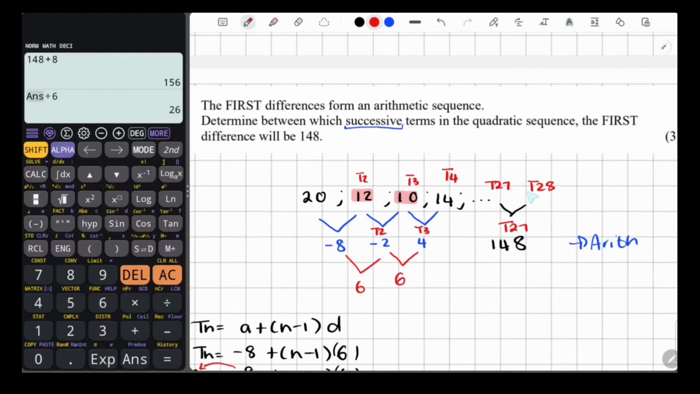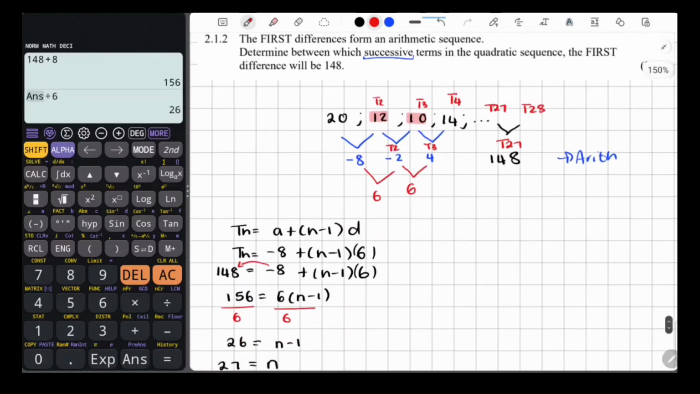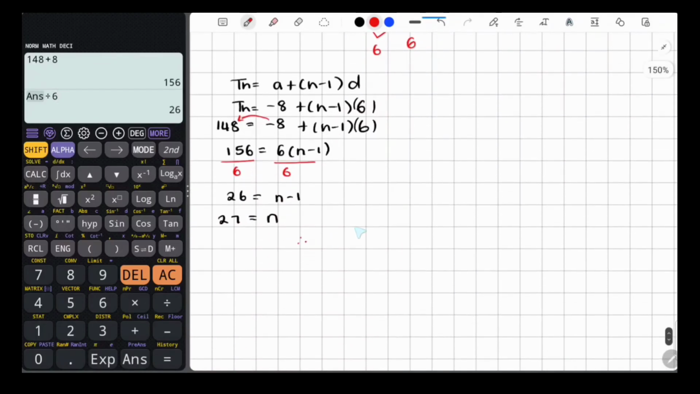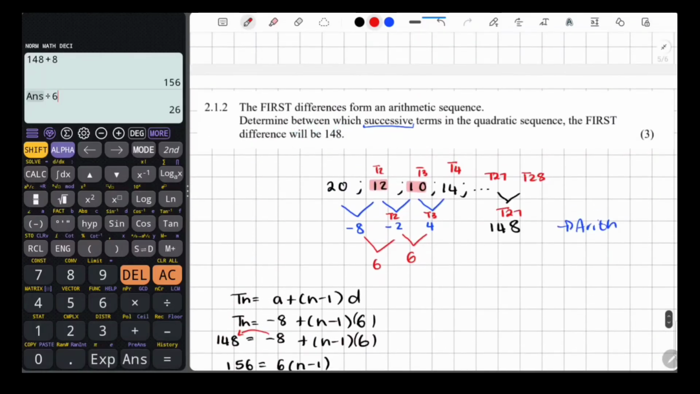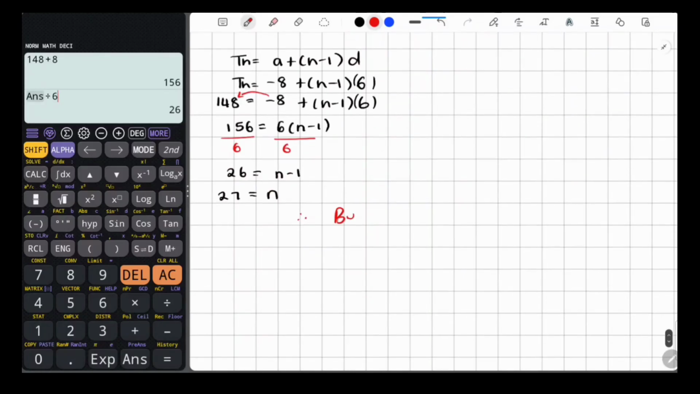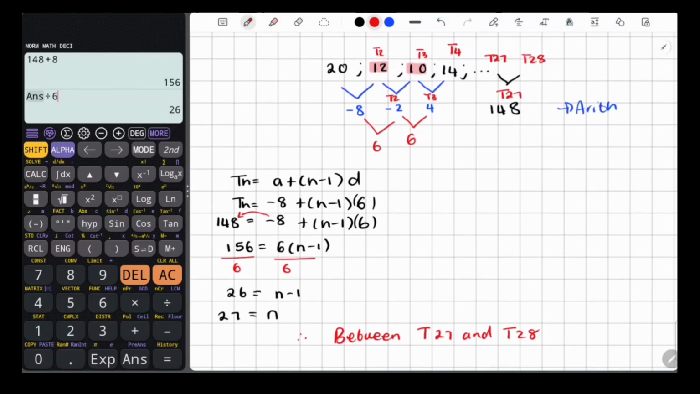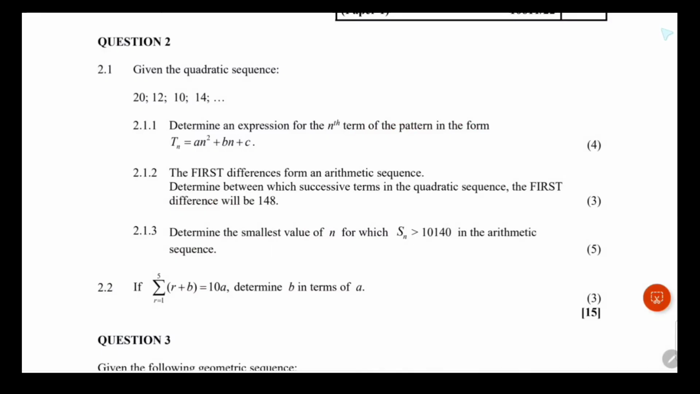You need to answer them in terms of the quadratic pattern. See? So the successive terms in the quadratic sequence. So our final answer, we have to tell them this is in term, or this will be found between, depending on how they ask, between which two successive. So you can say between term 27 and term 28. Moving on to the next question.